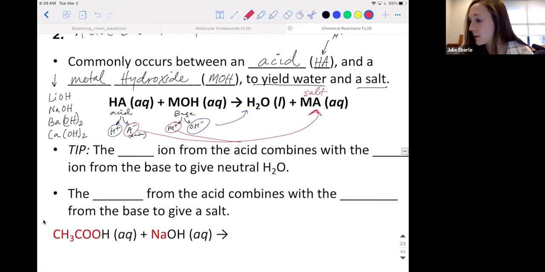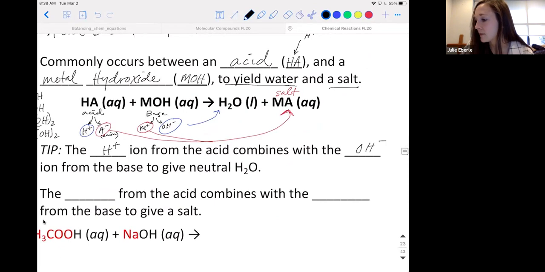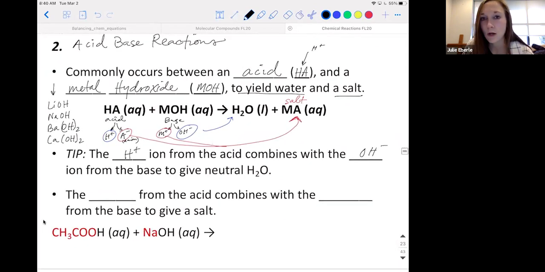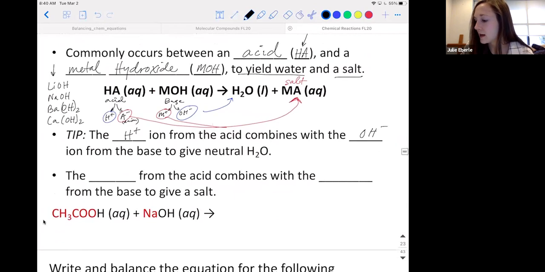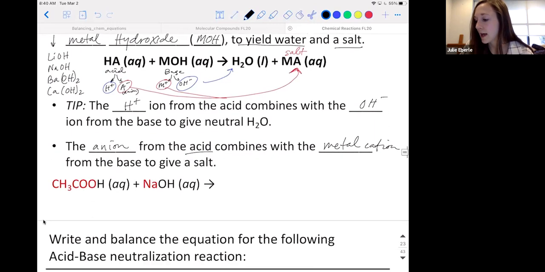All right, so what we just talked through is written in sentence form down here. The H plus, the hydrogen ion from the acid, combines with the hydroxide anion from the base to give neutral water. We just walked through that. And then the anion from the acid, that was the A minus part that I circled in red, combines with the metal cation from the base, and that's going to give you the salt. So I want you to look at, based on what we just did and how we see things rearranged, just like a double displacement reaction, this reaction down here.